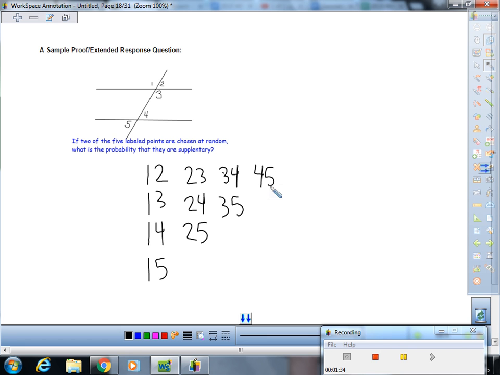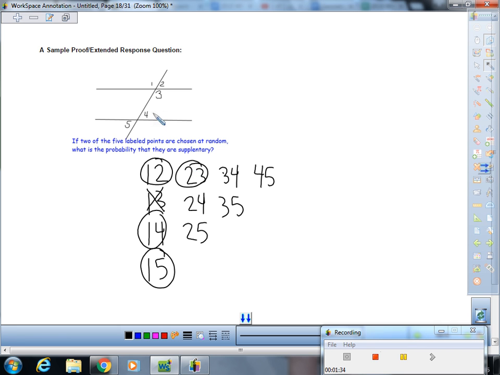So now we're going to look at the angles and see whether they're supplementary or not. So 1 and 2, we can see that those are supplementary, so we'll circle that. 1 and 3 are not supplementary because they're vertical angles. 1 and 4, these two are supplementary because 4 is equal to 2 because of the parallel lines, and corresponding angles are congruent, and those two are supplementary. And 1 is supplementary to 5 because 5 is equal to 4, which is equal to 2. Now 2 and 3, these two are supplementary, so we'll circle this.